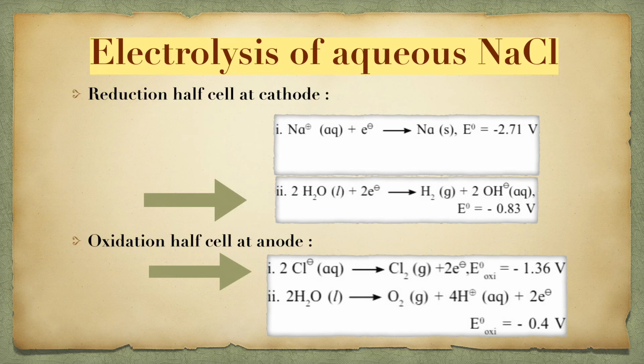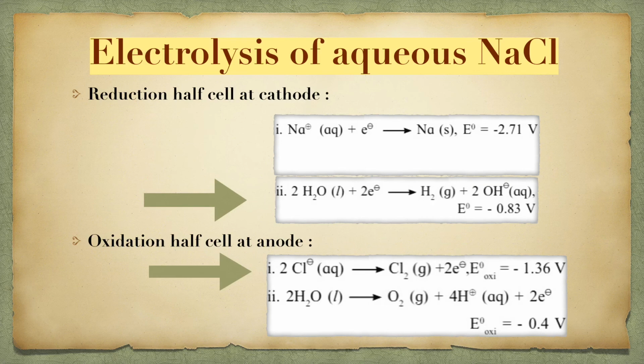So when we compare both the values, the first one, for Cl-, is -1.36 volt, and for water it is -0.4 volt. When we compare, which one is greater? The smaller will be greater, right? So water should proceed at the anode, but when it was observed experimentally, that is not the case. At the anode, Cl2 gas is liberated.